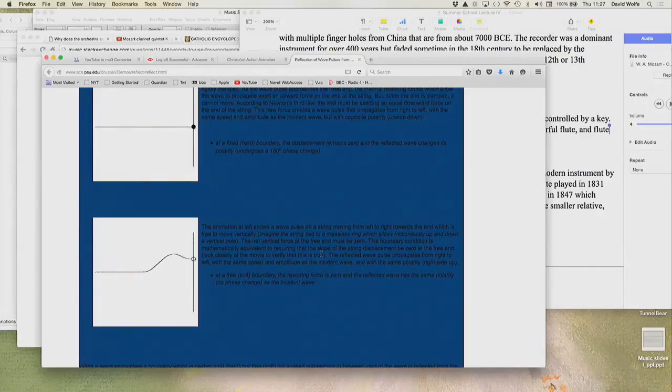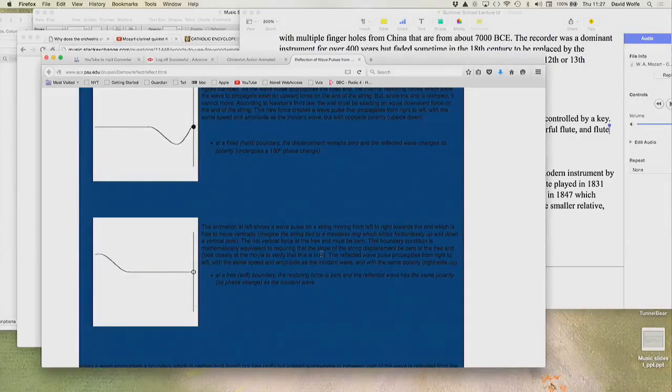Now, in an open pipe, I can have the fundamental, I can have twice that, 3 times that, 4 times that. I can have every one of the harmonic series. Whereas in a closed pipe, I miss all of the even-numbered harmonics.